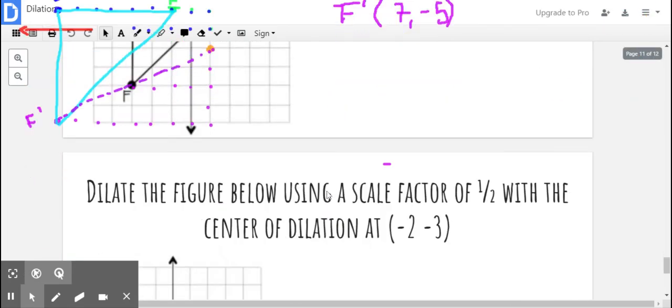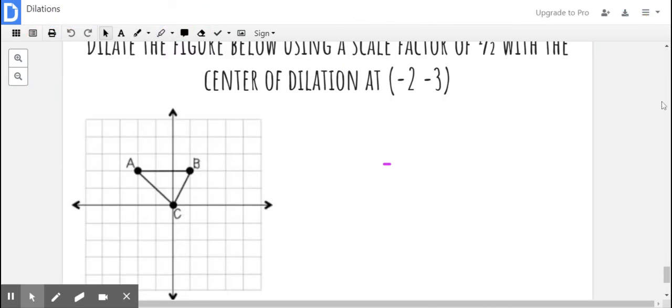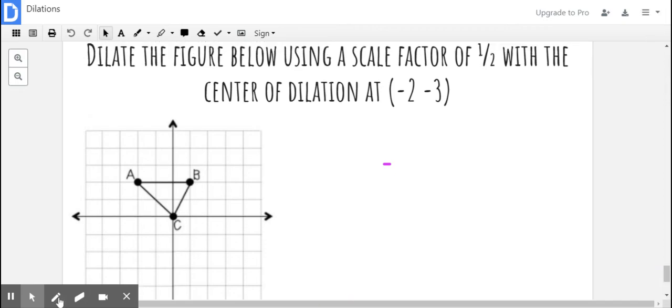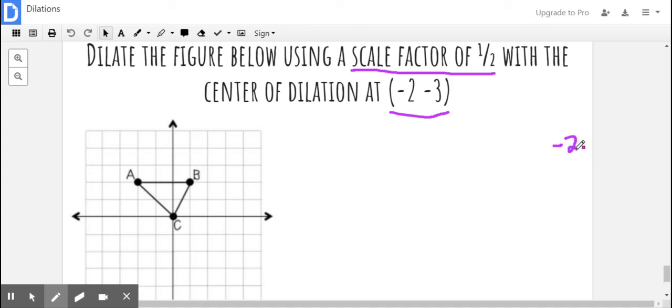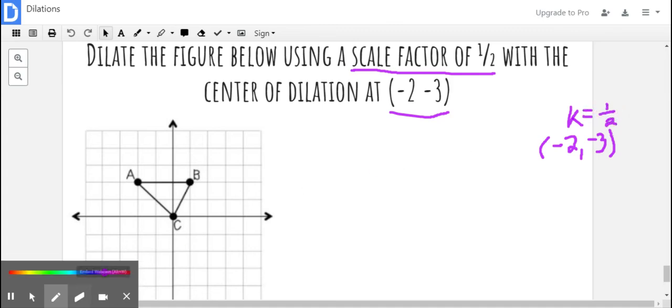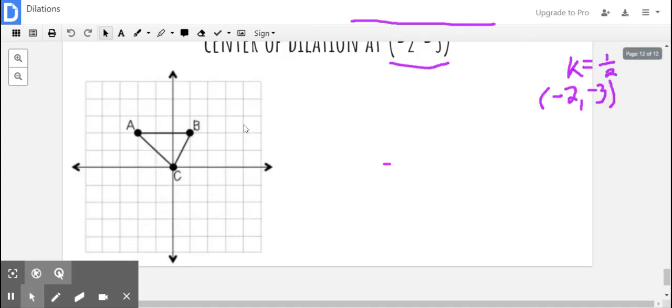Let's scroll now to our final problem of this presentation. So now we want to underline, like before, that our scale factor is 1/2, and our center of dilation is -2, -3. So let's write these over to the side so we can scroll down a little bit. -2, -3, and our K value for our scale factor is 1/2. And we can now look at the graph.